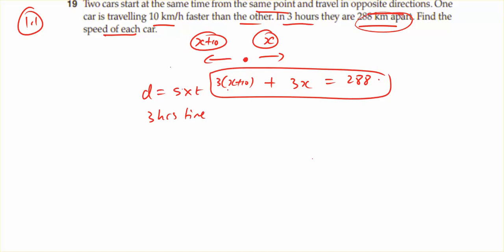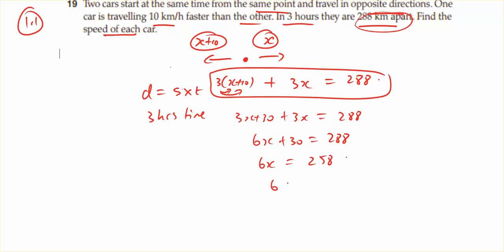I'm going to expand the first bracket. So we've got 3x plus 30 plus 3x equals 288. We can add the x's together, so we've got 6x plus 30 equals 288. 6x equals 258. I'm going to divide both sides by 6. So x equals 258 divided by 6.